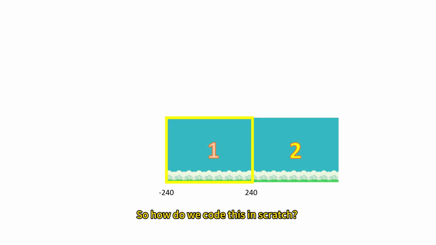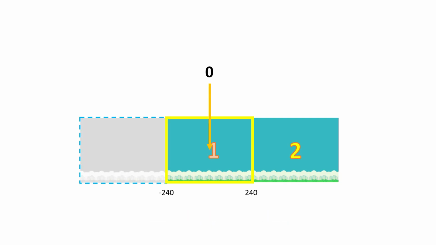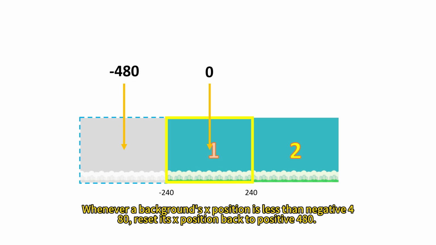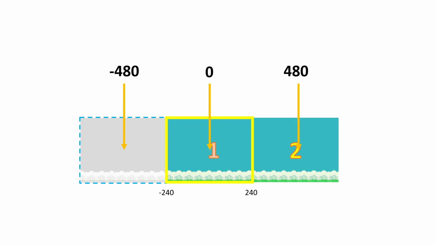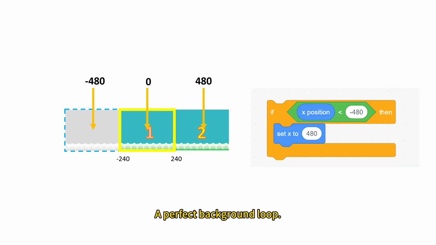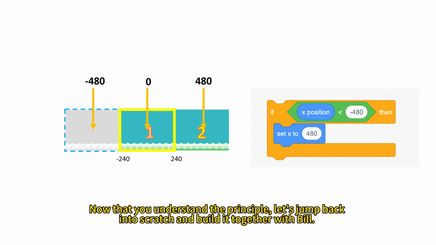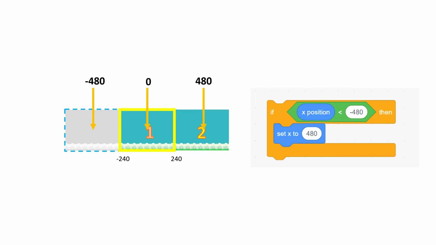So, how do we code this in Scratch? We just need one condition. Whenever a background's X position is less than -480, reset its X position back to +480. That's it! A perfect background loop. Now that you understand the principle, let's jump back into Scratch and build it together with Bill.